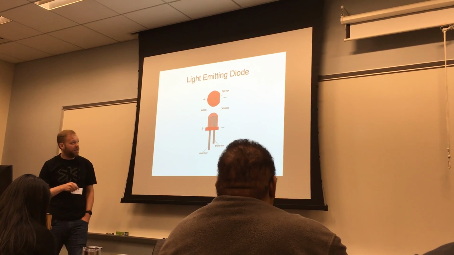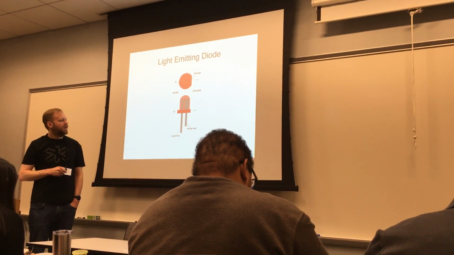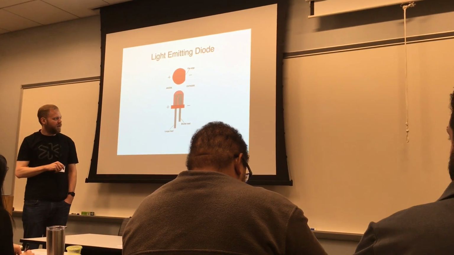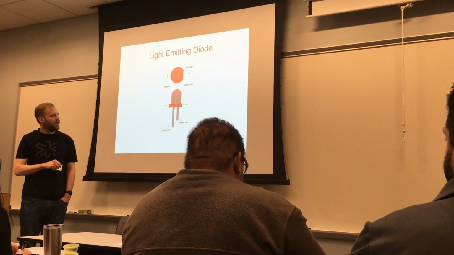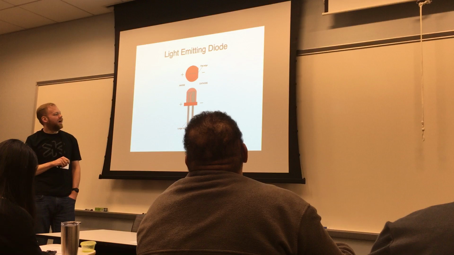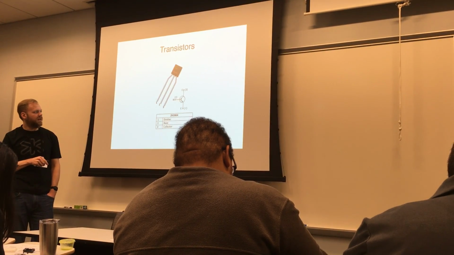Light emitting diode, an LED. When we put a voltage across it, it will light up. The only trick here is that there is only one way that current will flow through it. There's a shorter leg, and it also has a flat edge. The flat edge is very hard to notice, but it is there. That's the negative side. So we'll get to that when we build the circuit.